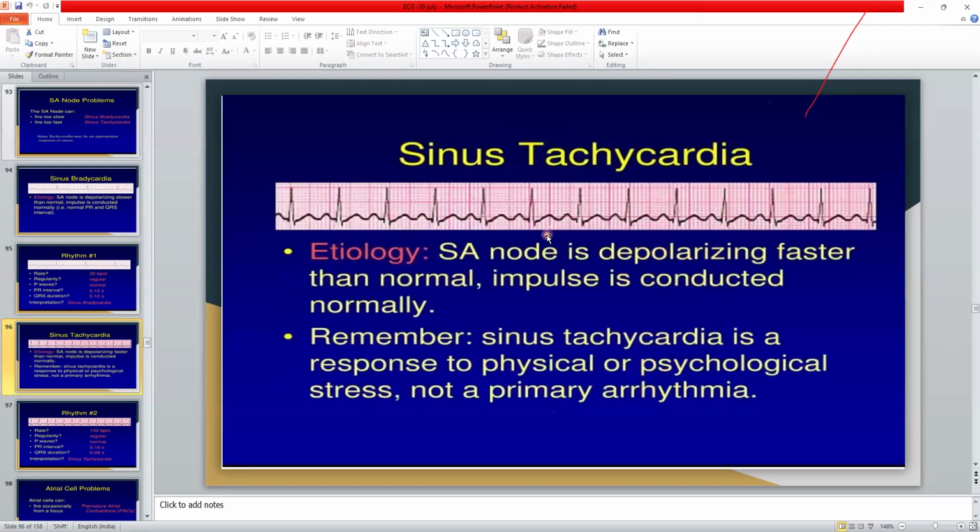So what do you mean by sinus bradycardia, sinus tachycardia? In sinus tachycardia, the SA node is depolarizing faster than normal but the impulse is conducted normally after the SA node. Remember what I have told you: sinus tachycardia is the response to physical or psychological stress, and in those situations it will not be a primary arrhythmia.